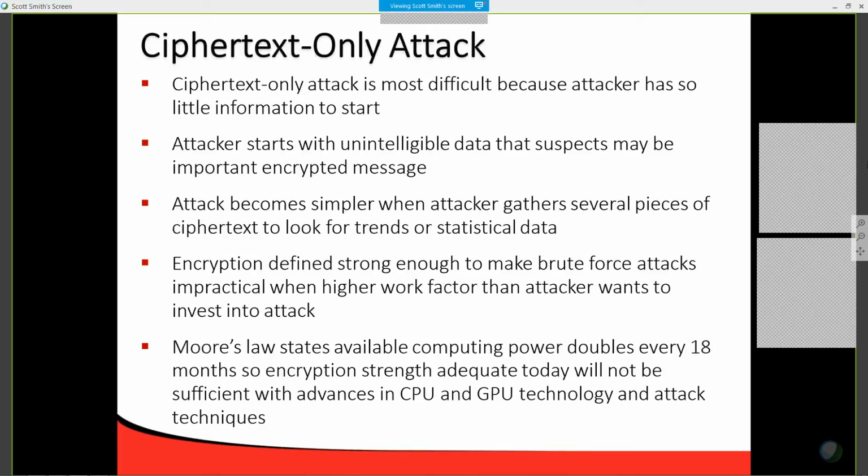Are keys static? Keys are not static. They're dynamic in nature. Keys change. Key management is a big part of any type of cryptographic system. We rotate through keys as part of the process.